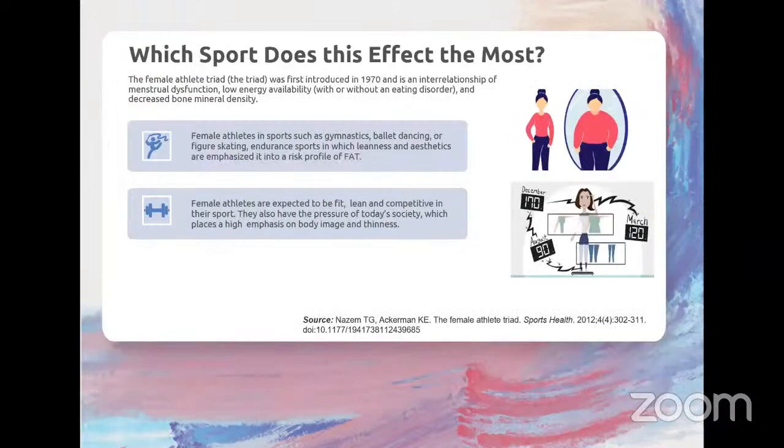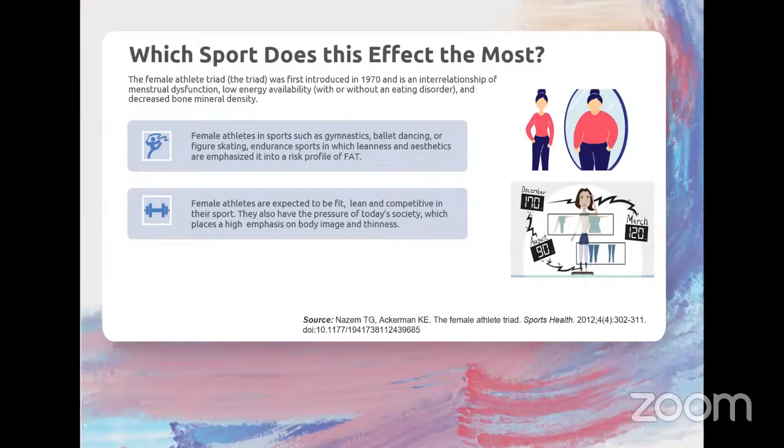So which sports does this affect? As I told you before, gymnastics, ballet dancing, figure skating, or endurance sports, for that matter, any sport whose performance depends on the leanness of the athlete, they are at risk of female athlete triad.